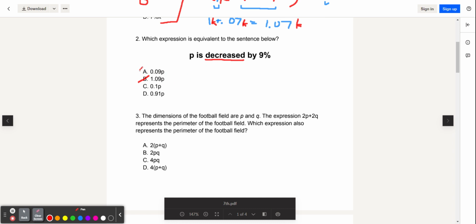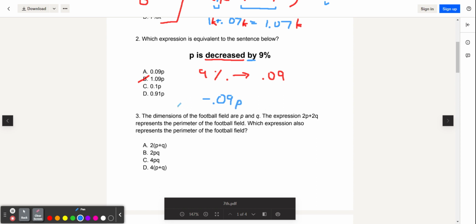It might be tempting to pick A because you see this 0.09 and you know that 9% in decimal form is 0.09. This is true, however that doesn't mean A is right. What A is saying is 0.09p, 9% P, which means P wasn't decreased by 9%, it was decreased to 9%, but that's not what the question is asking, by 9%. So, decreased by 9% is the same as minus 0.09p.